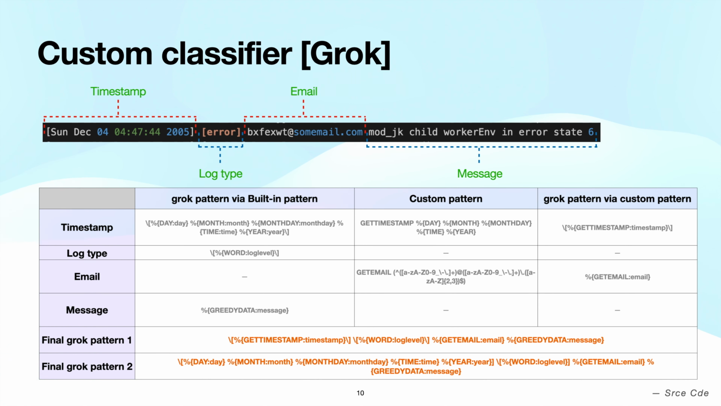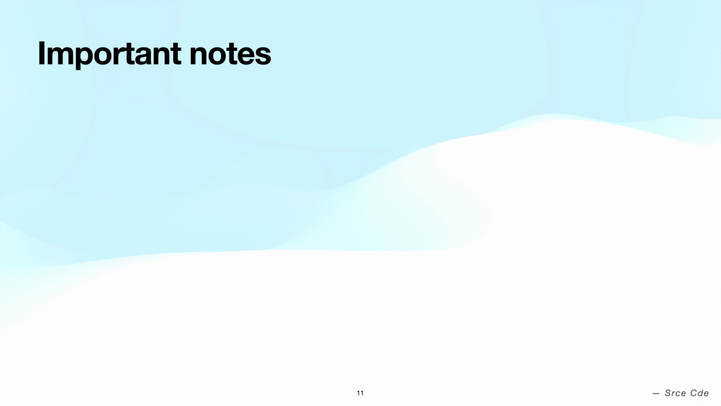So I hope now you have a clear idea of how we can use the built-in pattern to define the Grok pattern, and in case the built-in pattern is not available to parse a specific structure of data, for example email, then how we can define the custom pattern, and using that custom pattern how we can define the Grok pattern. Now moving along, let's have a look at a few important points to keep in mind.